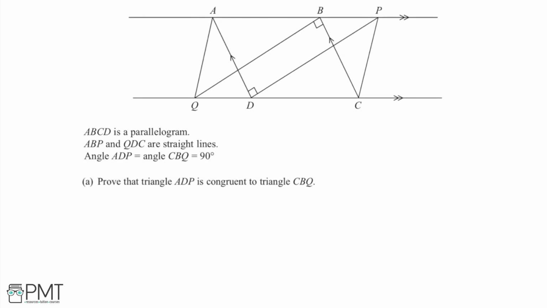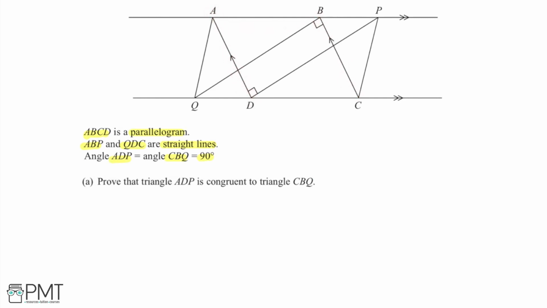So in this question, we're given a diagram and we're told that ABCD is a parallelogram and that ABP and QDC are straight lines and that the angle ADP is equal to the angle CBQ, which are 90 degrees. Now just looking at that diagram, ABCD, this shape here, is a parallelogram.